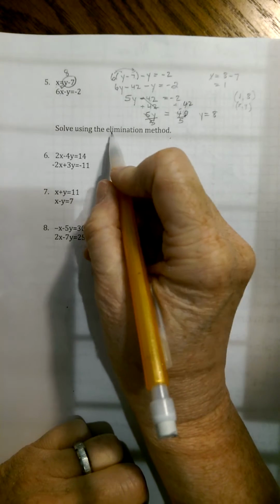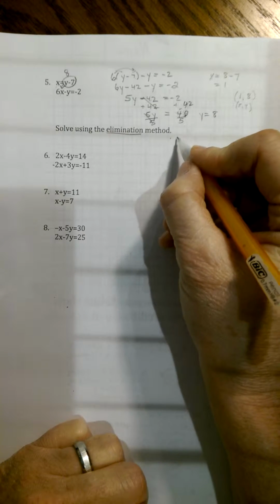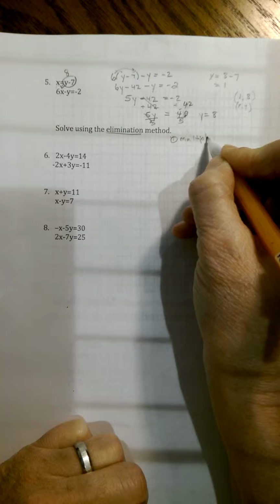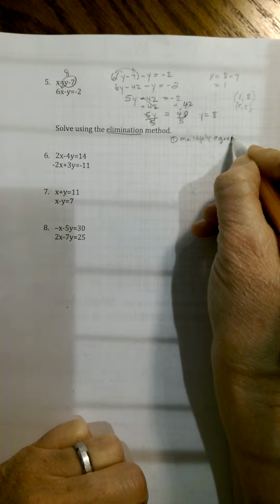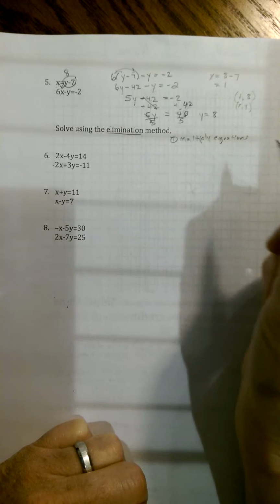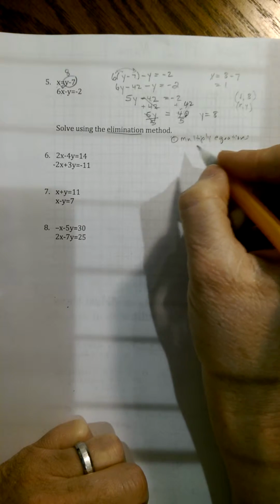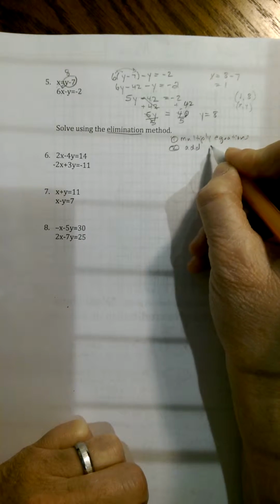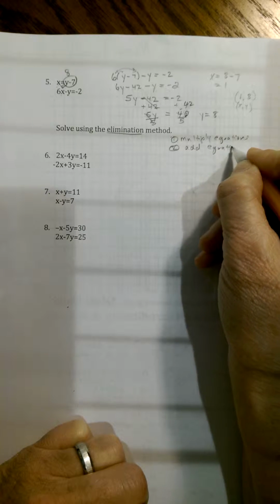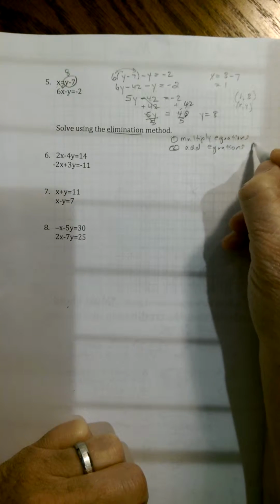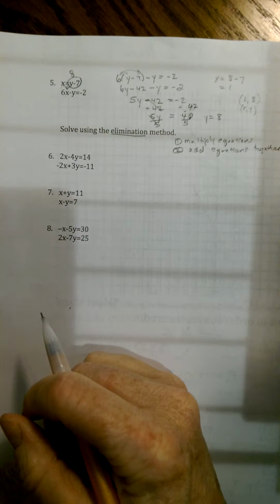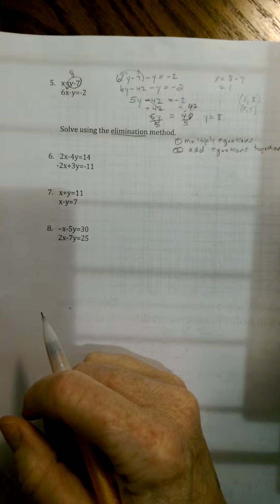When we're solving by elimination, that means we want to first multiply equations together in order to get the same coefficients but opposite signs on one of the variables, so that when we add them together, one of them cancels out or eliminates. So let's look at the first one.